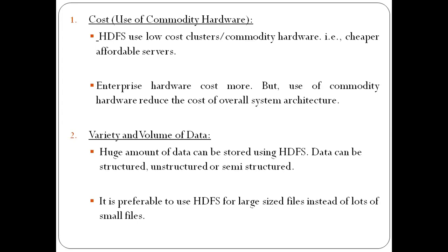It is preferable to use HDFS for large files rather than small ones. The reason is that the logic behind HDFS is that the file is divided into different blocks and the metadata of this information is stored in the name node, right? If I use small files, more metadata needs to be stored in the name node, which increases the complexity. So it is better to use HDFS for large file sizes.